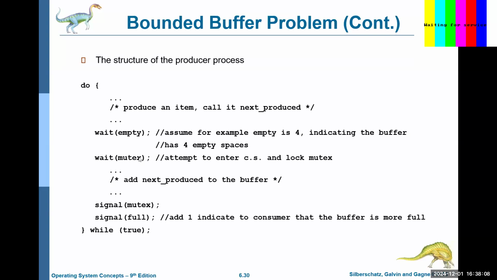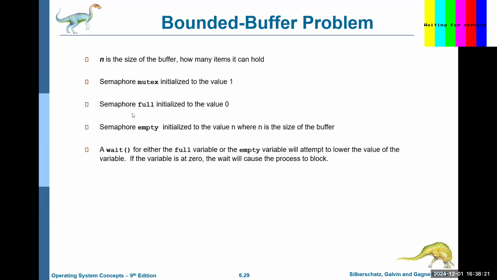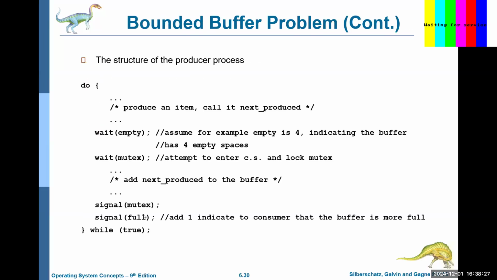So I'll go in and add next produced item to the buffer, some kind of command like insert into the buffer this item, next produced. Then I will signal. Did I write here what signal does? Well, it doesn't say here, but signal is the inverse of wait. So I'll increase the mutex back to open, available again. And I'll increase the full count so that it's fuller. Notice here, I lowered the empty. I didn't raise the empty again because that's not my job. It's not more empty now, it's more full. So I'll raise the full. And then I'll do it again.